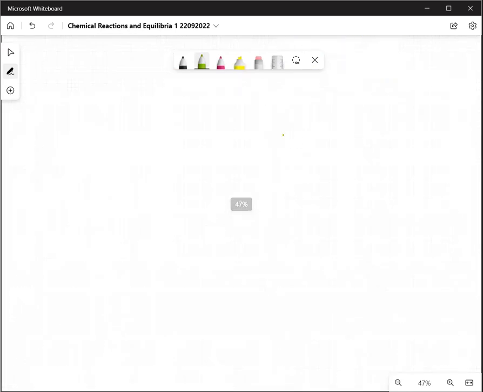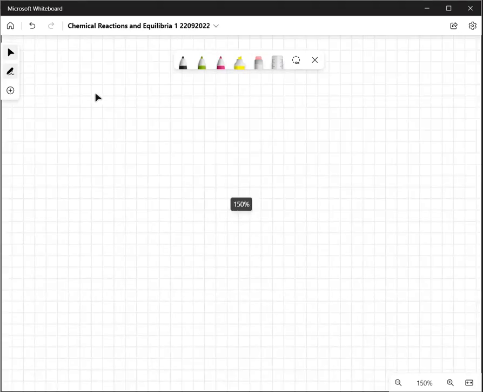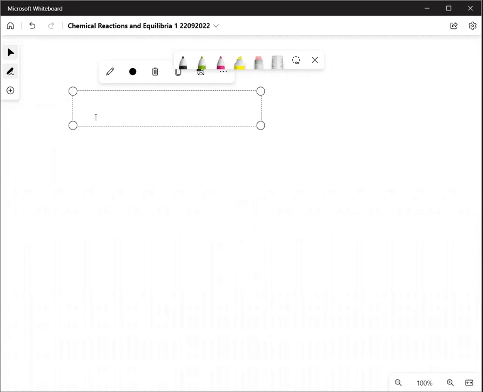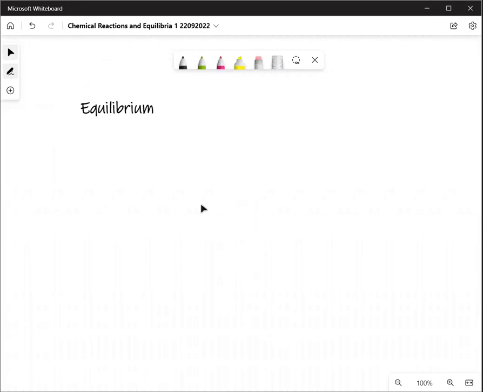Now I want you to write some things down. First things first. Now, what is an equilibrium? Niranjana, what do you know about equilibrium? When two things are on the same level.